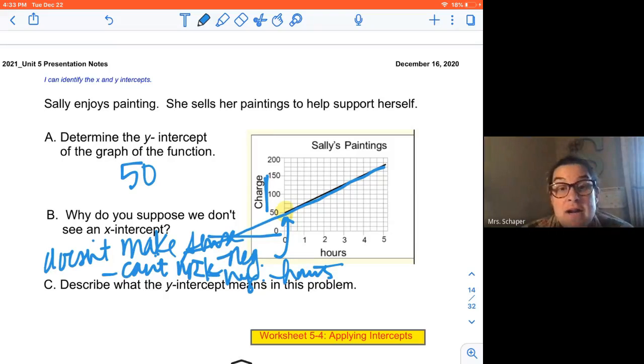So you're going to be working on a sheet where you're going to be given 3 graphs. You're going to have to identify what the intercepts are and then explain what they mean. And I'm going to be pretty particular with that. So if you've got questions, make sure you ask.